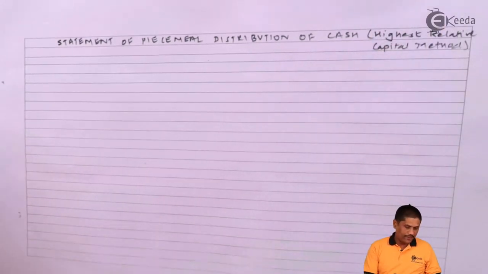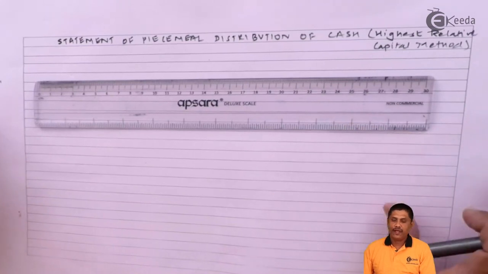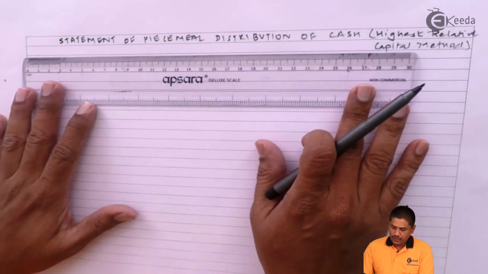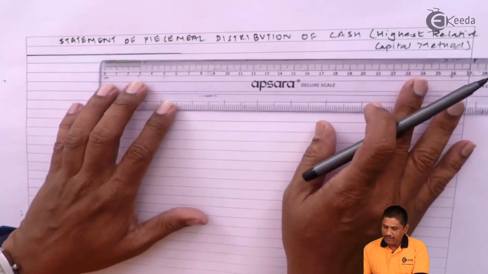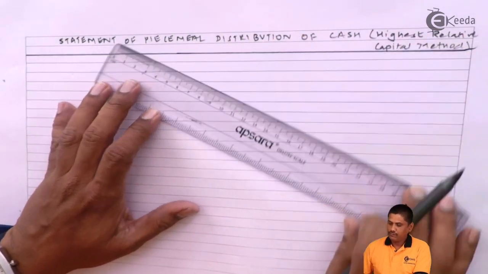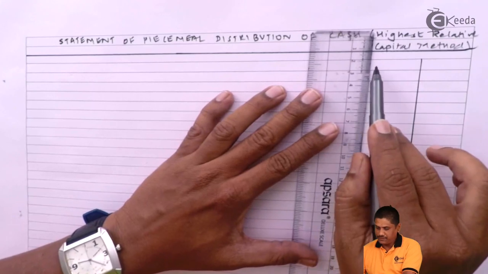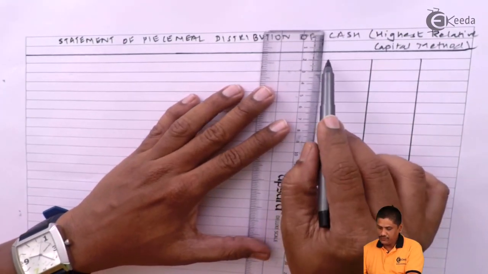Let's draw the format. We know that we have to draw the format according to the liabilities to be paid, and ideally in the same order in which liability is to be paid. So in our example, we have various liabilities. We have partners' capital. Three partners are there, L, M and S. So for three partners, three columns.